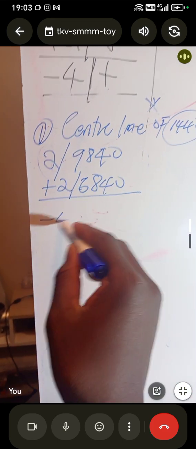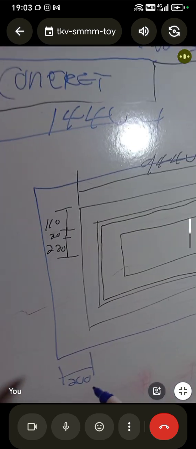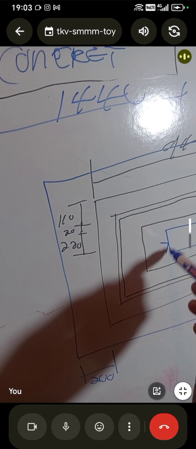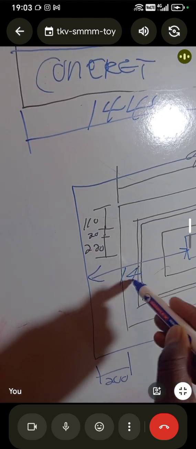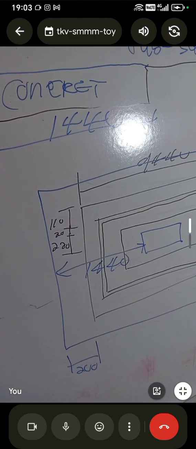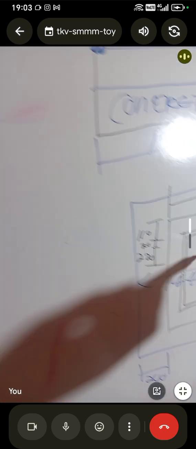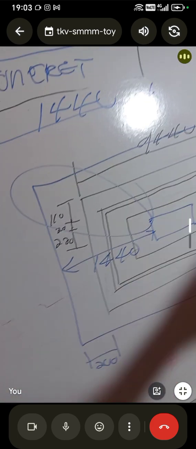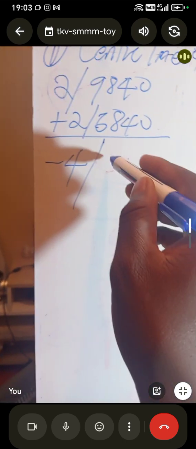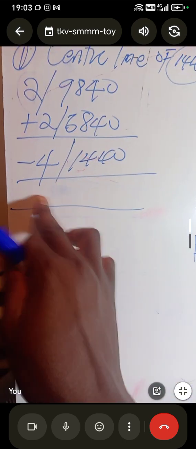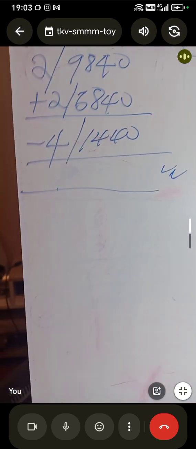Okay, this one, we know that it's ending here inside. From here to here, it's going to be 1440. So now, you are going to say, I have 4 corners of that. So you're going to say minus 4 of 1440, and then you get the answer. You don't have to give me the answer because it's an example. Number 2, we're going to calculate the center line of what?